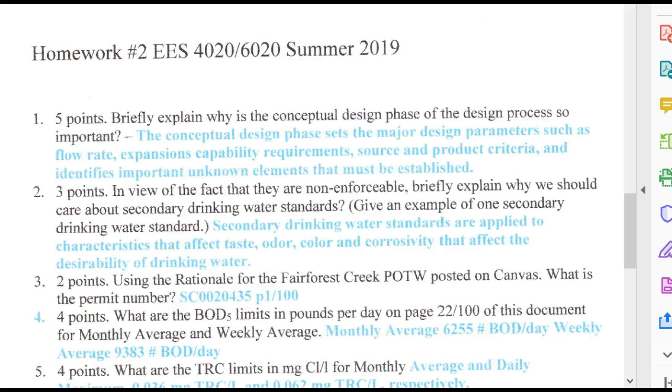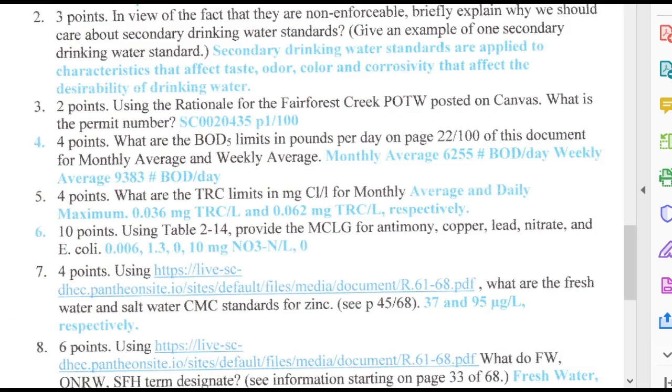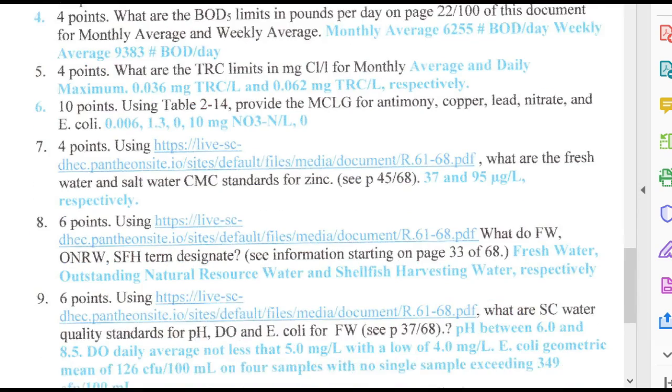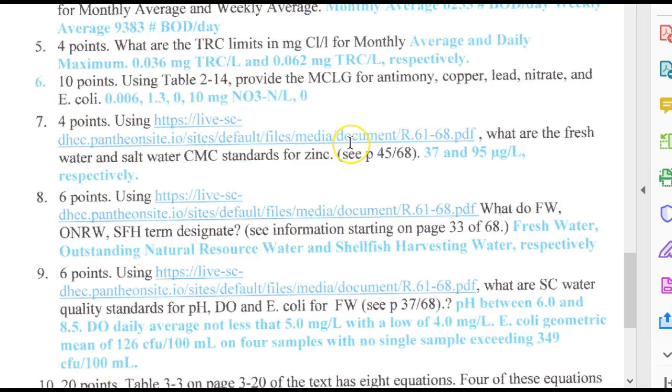What are the BOD limits? They're expressed in terms of mass. Those are also on this page. Some of you calculated those values. Nothing wrong with that, as long as you get the right number. Okay. Question number 5. The TRC limits. I had a little typo there, so I intended to ask for the daily maximum. That's not a problem. The water quality limits are clear.